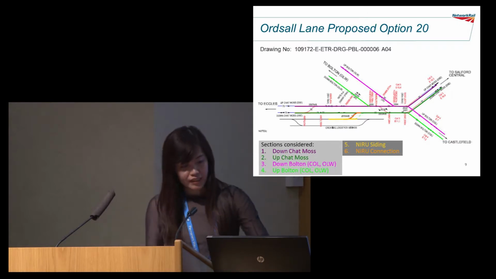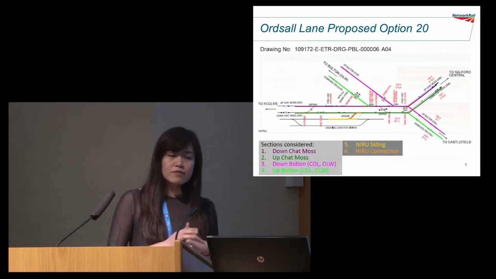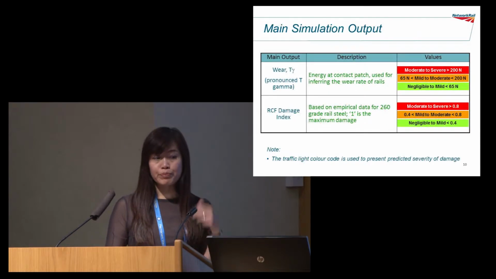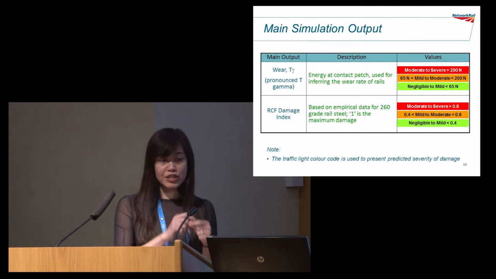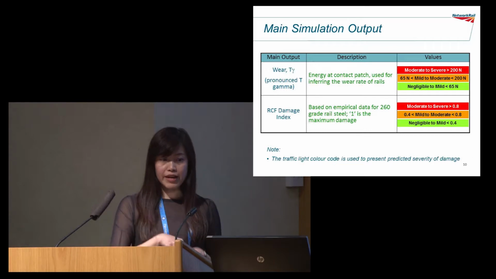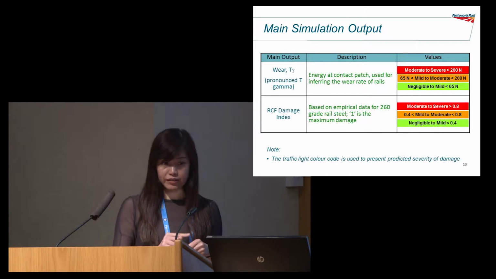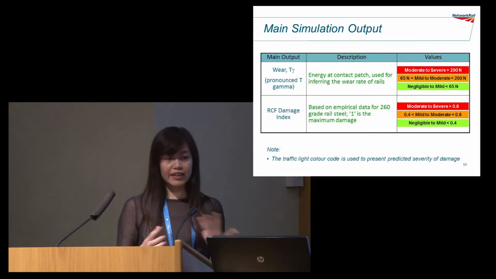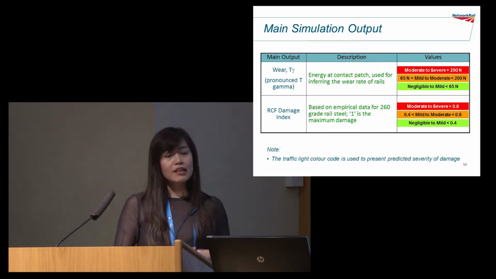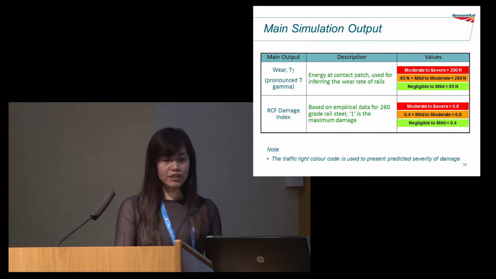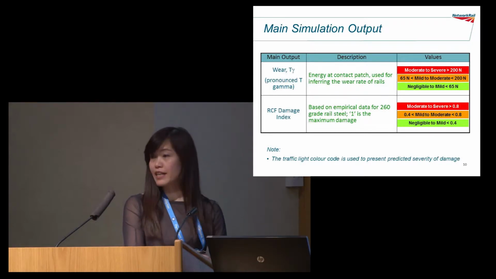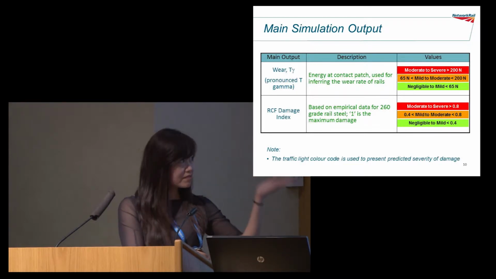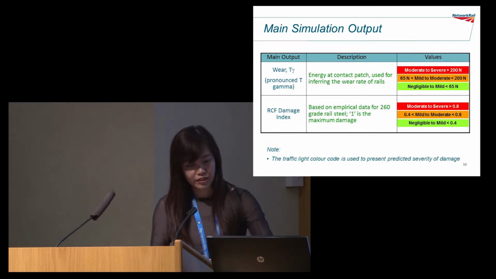From the simulation, the output would be the wear, which is the energy transferred to the rails. That shows the wear rate on the rail. And then you have the RCF damage. Would you have cracks and all that if you have this design? I use a traffic light color code to present the predicted severity of the damage: green, amber, and red.